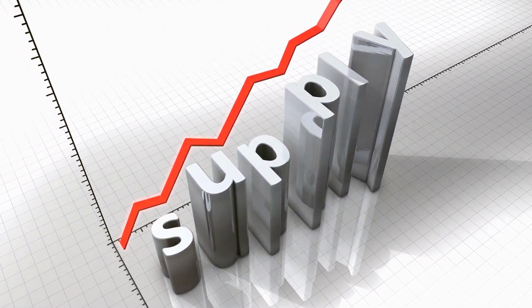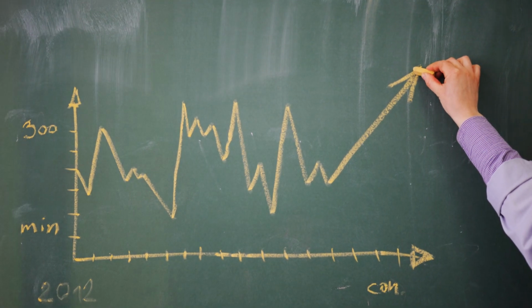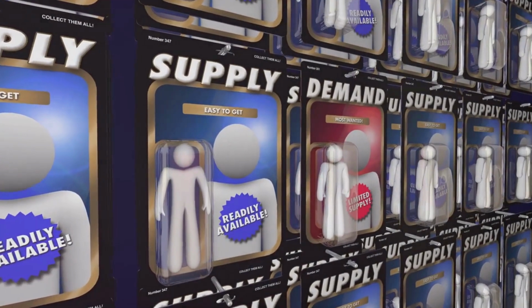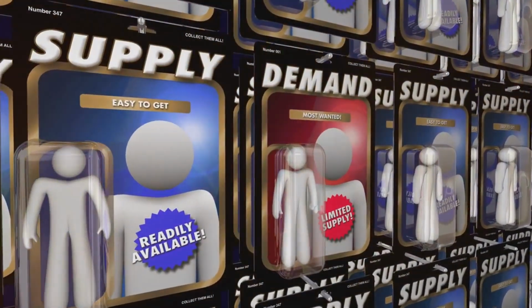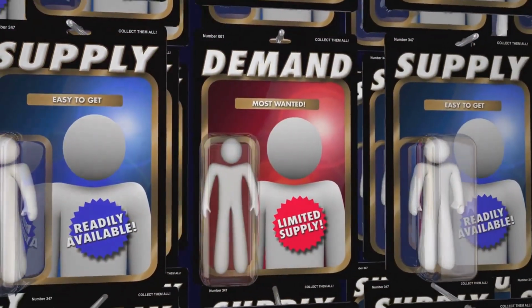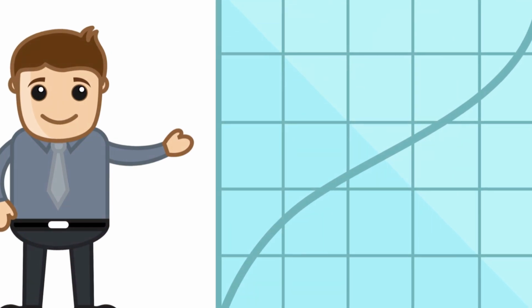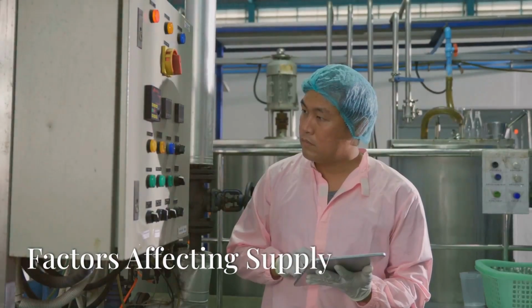The supply curve shows the relationship between price and quantity supplied. As price increases, so does quantity supplied, reflecting the law of supply. Steep curves indicate high responsiveness to price changes, while flatter curves show less responsiveness.